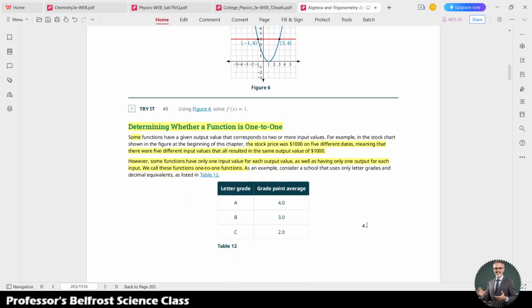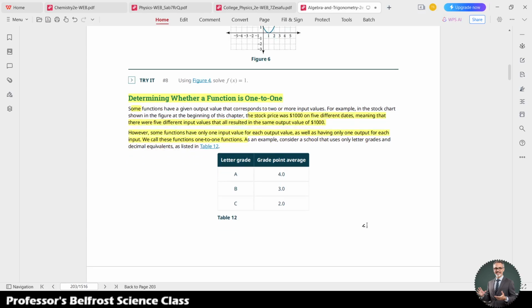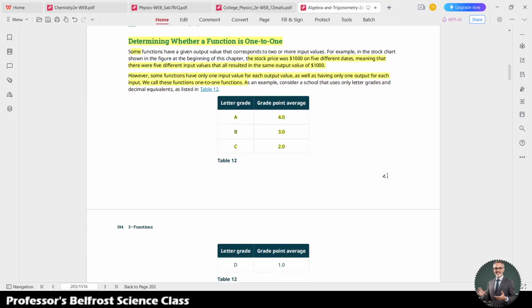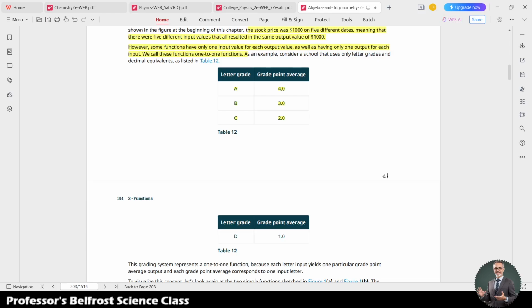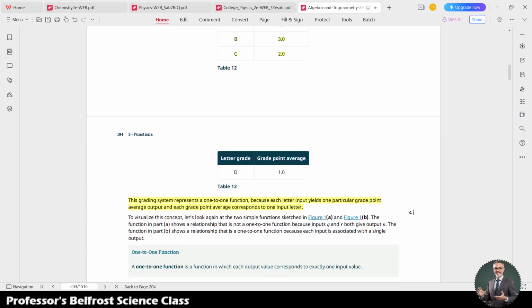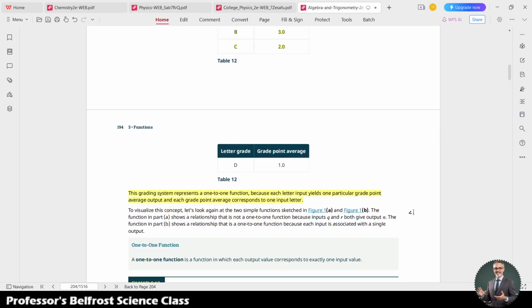For example, consider a school that uses only letter grades and decimal equivalent. So A for 4, B for 3, C for 2.0, D for 1.0. And the grading system represents a one-to-one function, because each letter input yields one particular grade point average output, and each grade point average corresponds to one input letter.